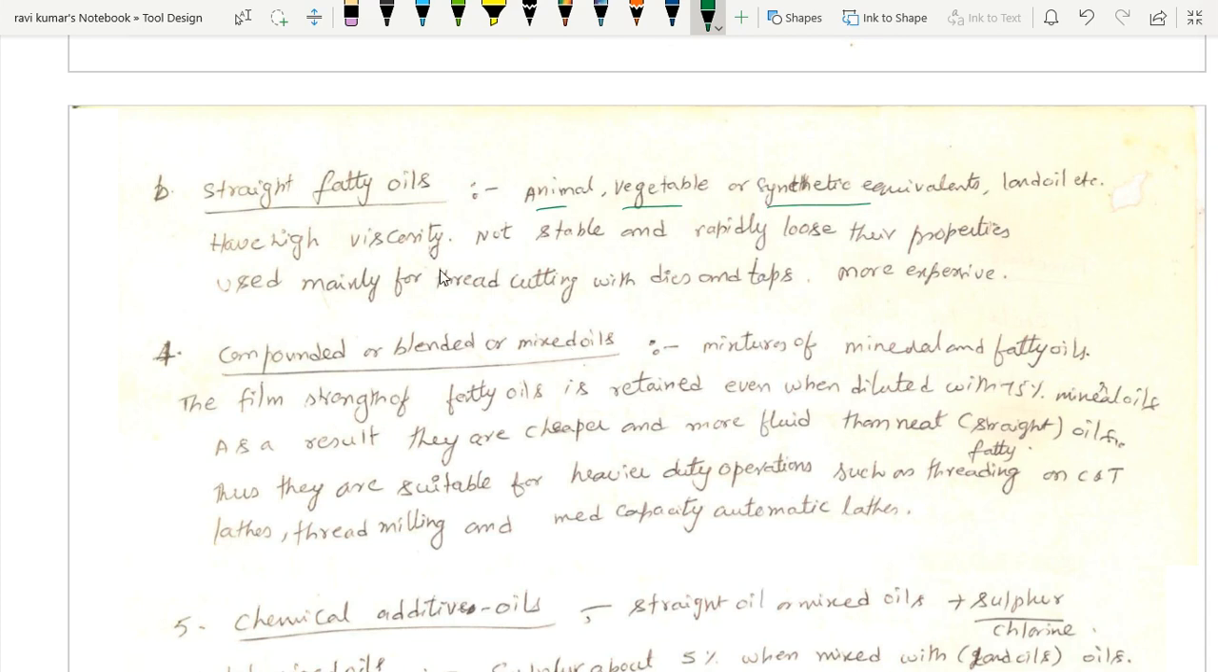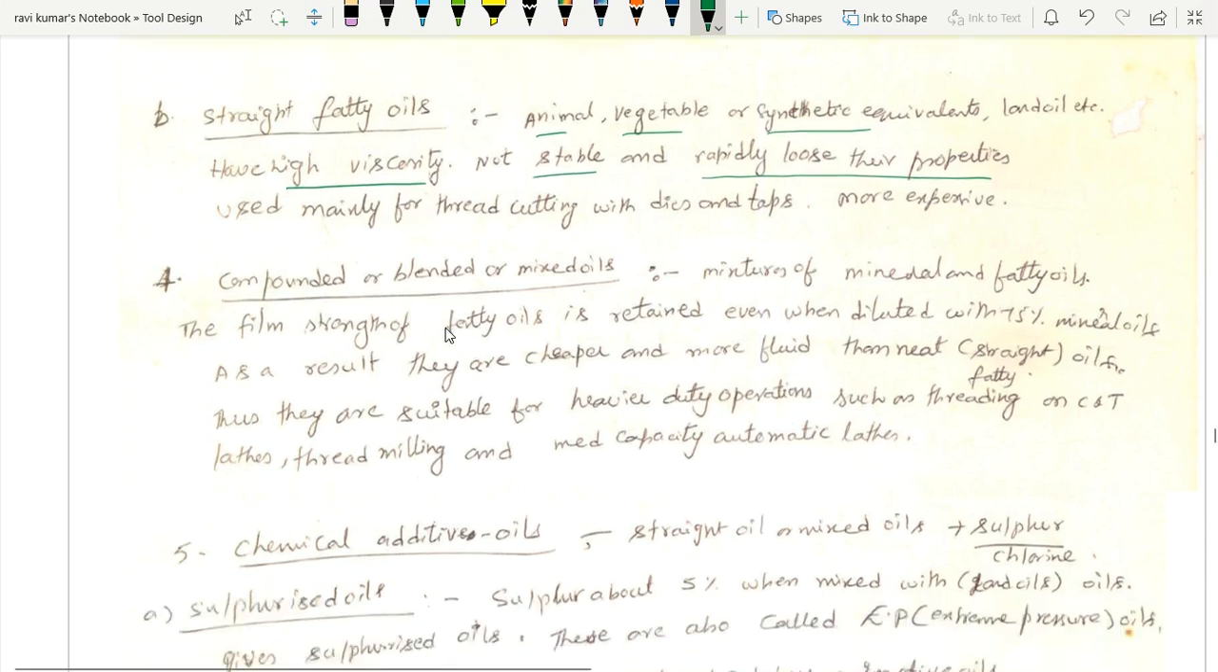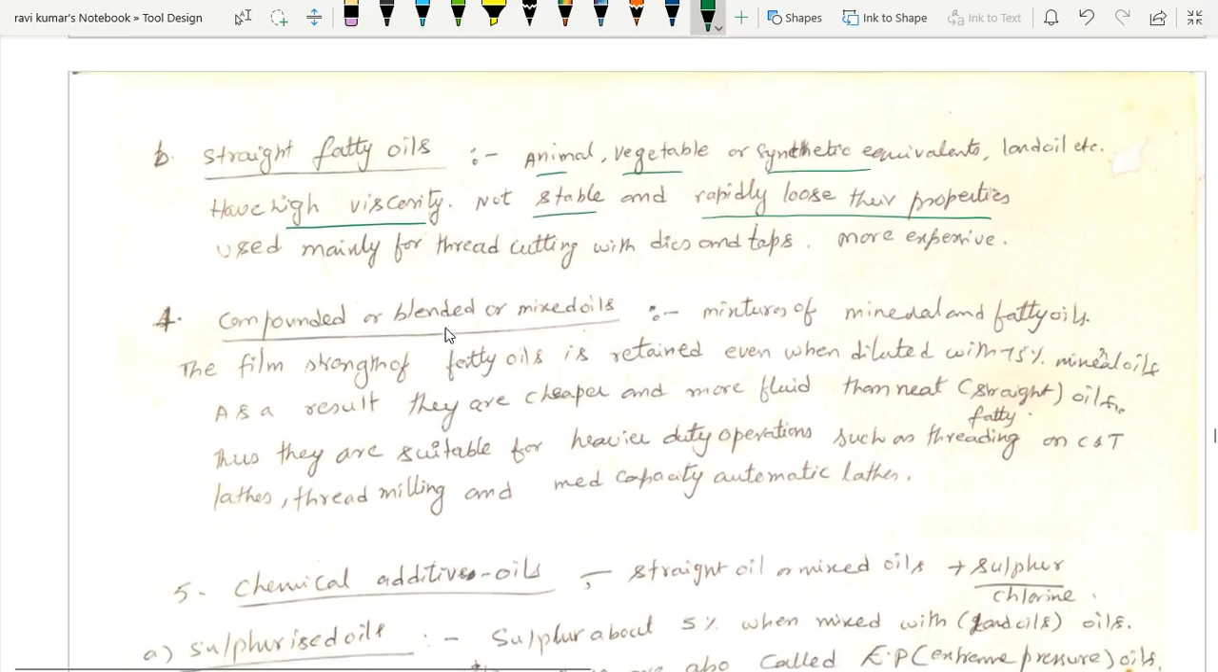The problem with the straight fatty oils is they have high viscosity, but that viscosity is not stable. They rapidly lose their viscosity properties as temperature increases. So noticing this disadvantage, people started blending the oils. They started blending the mineral oils and fatty oils. That means the cooling condition as well as lubrication condition, both of them can be exploited.